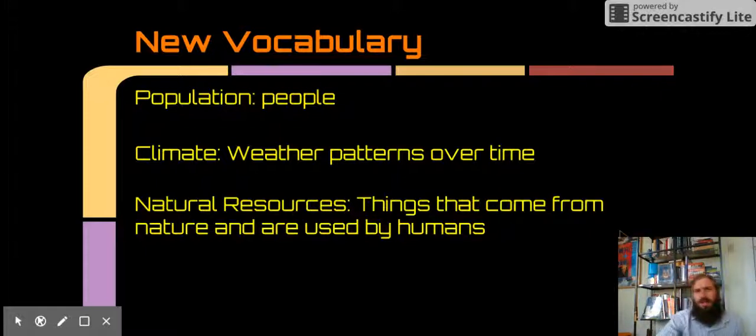Next is the word climate. Climate refers to weather patterns over time. So a climate map isn't going to tell me whether it rained today, it's going to tell me whether a place rains most of the year. Natural resources are things that come from nature and are used by humans. They could be used for food or for clothing or for many different things. You'll see more about that in a second.